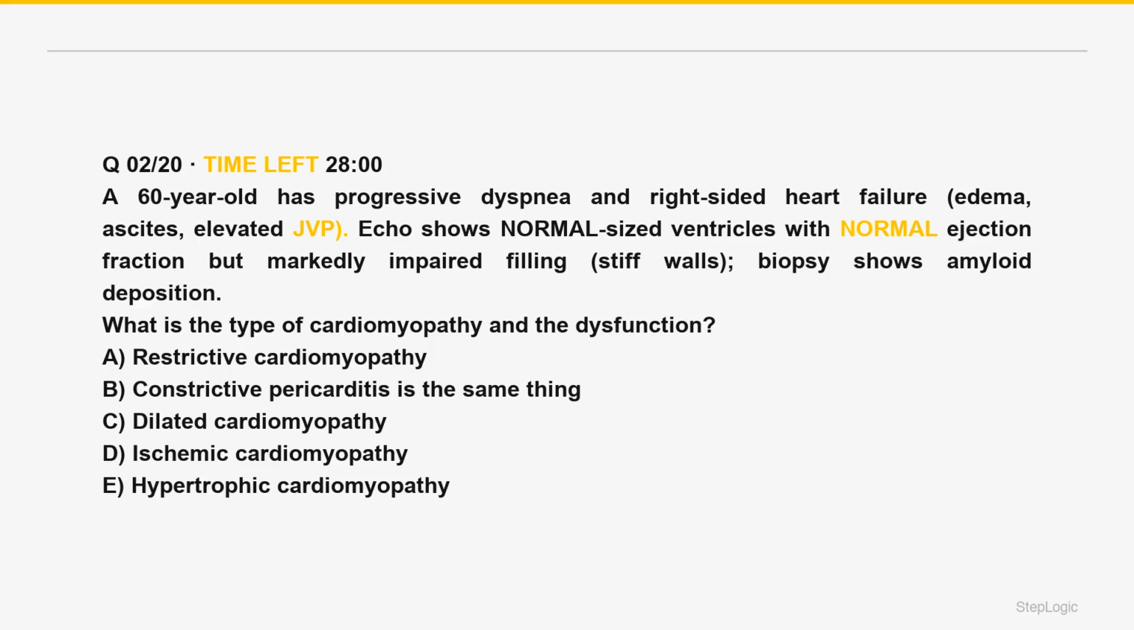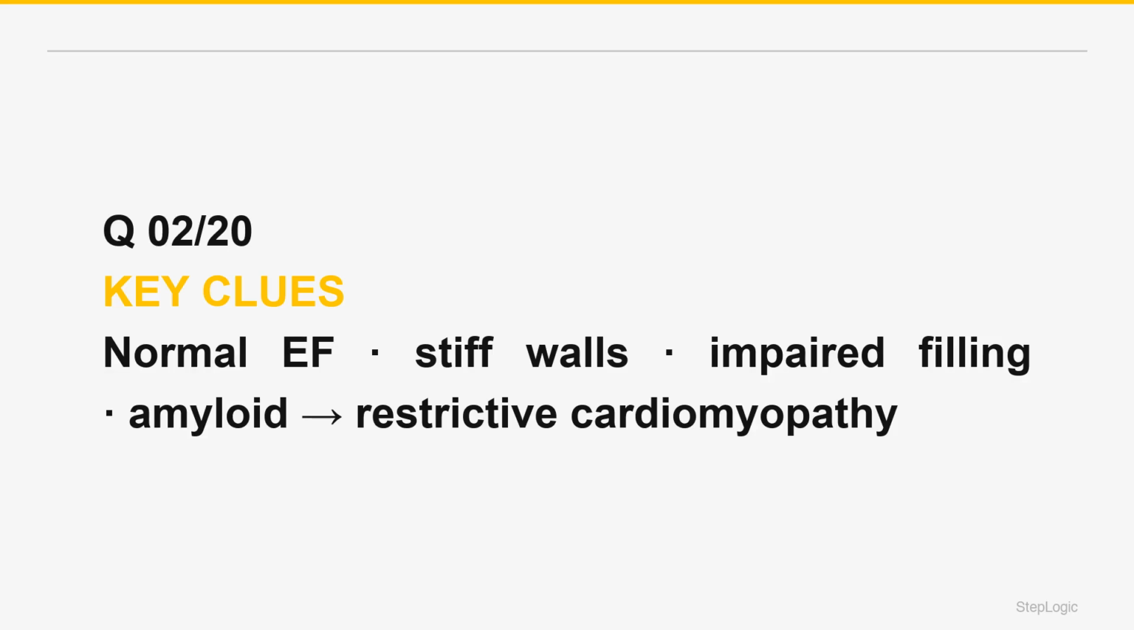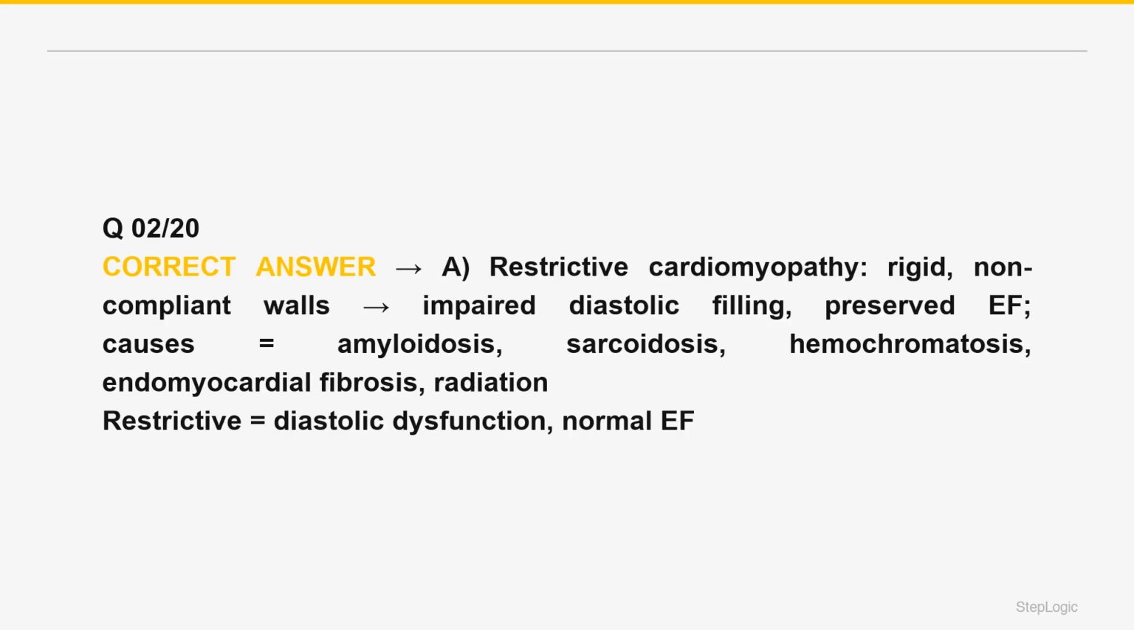Normal-sized ventricles, normal EF, impaired filling, stiff walls, amyloid: restrictive cardiomyopathy, diastolic dysfunction. The ventricular walls become rigid and non-compliant, often from infiltration, so the ventricle cannot relax and fill properly during diastole, a diastolic dysfunction. Even though the chamber size and ejection fraction are usually normal, it preserves systolic function. The high filling pressures back up, producing predominantly right-sided heart failure, elevated jugular venous pressure, hepatomegaly, ascites, and peripheral edema. The correct answer is A.